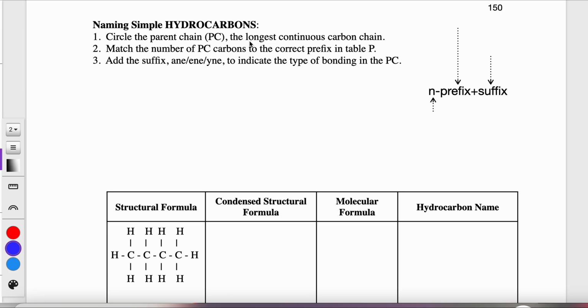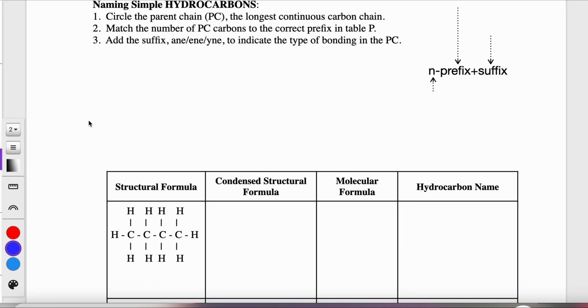Triple hydrocarbons. So get these basic rules down, and then we apply them when we get to other organic structures, okay? So the first thing, when you look at an organic structural formula, okay, so this is a full-blown structural formula, circle the parent chain, which is the longest continuous carbon chain. So take a look here. I'm going to circle this parent chain.